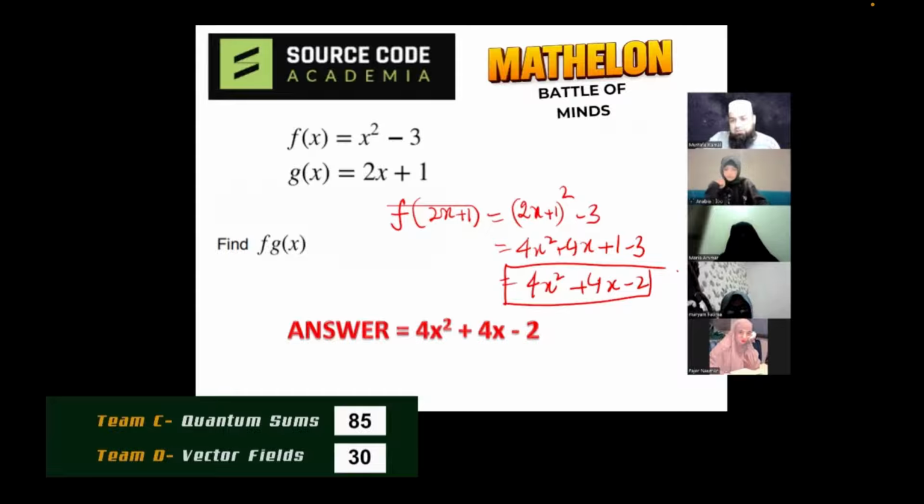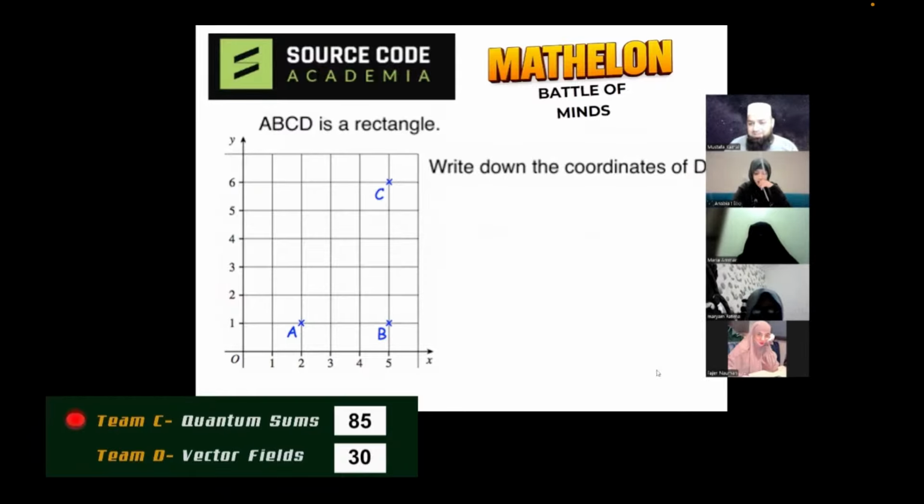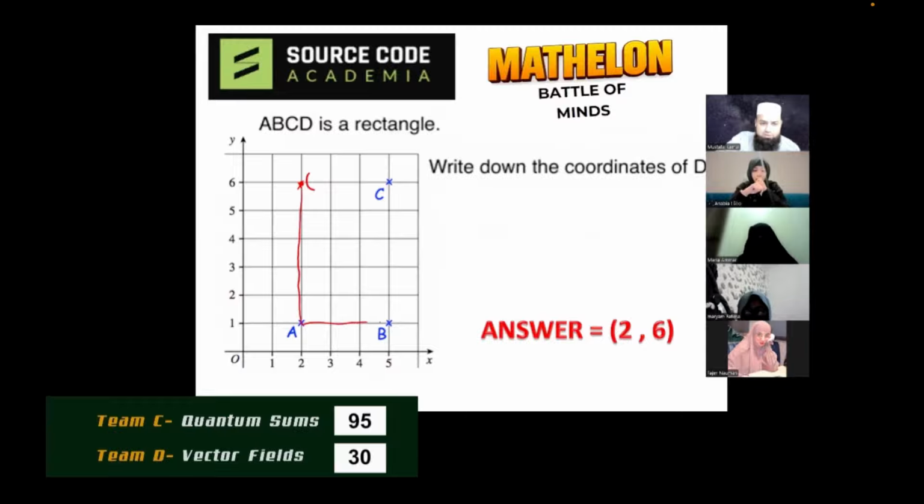Next question is on your screen. If ABCD is a rectangle, you need to find the coordinates of the point D. Team and Abia West. It's going to be 6 and 2. I mean 2 and 6. Yeah, it's 2 and 6, right? Your answer is considered correct. So it's 2 and 6, because that point must be here to make a perfect rectangle, and the coordinates of these points are 2 on the x-axis and 6 on the y-axis, right?